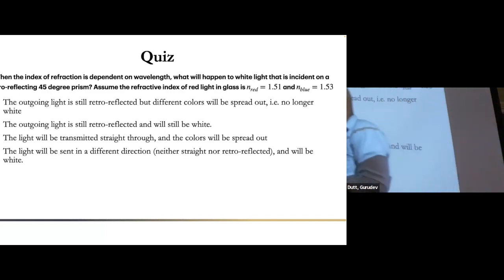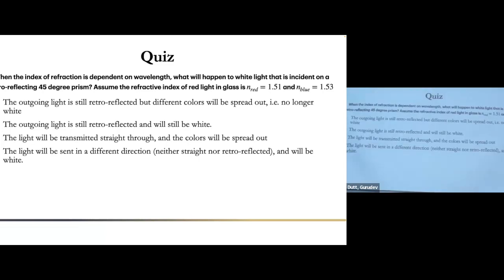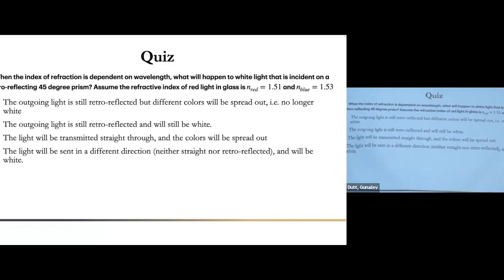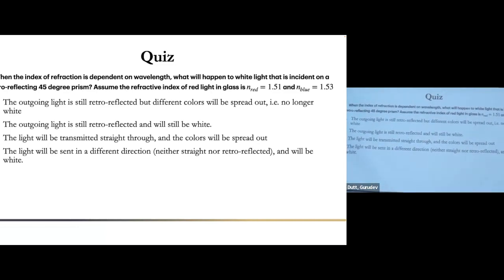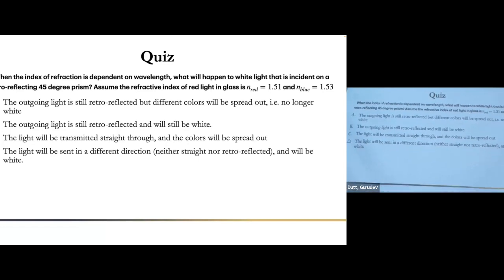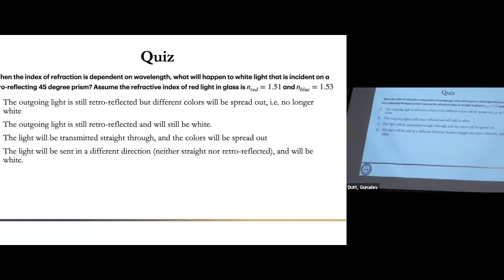The geometry is what I drew on the board back there. Is it still there? Yes, it's still there. If you can't see it, I'm sorry. It's basically this geometry. Incident light is reflected here. This is a 45-degree prism, and then there is another reflection over here, and the beam goes back. So the question is, will that beam going backward still be white, or will it be red, blue, etc.?